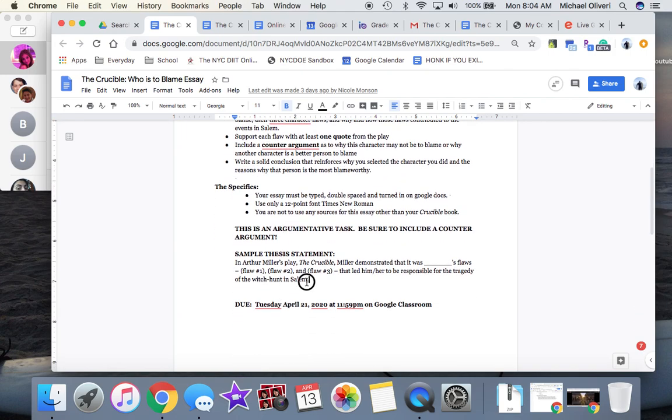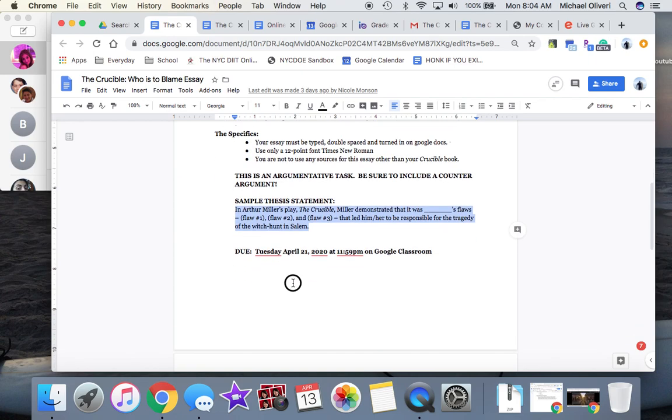Here we have a nice little sample thesis. In Arthur Miller's play, The Crucible, Miller demonstrated that it was blank's fault, Abby's fault, John Proctor's fault, whoever's fault. It was Abby's flaws, flaw number one, flaw number two, flaw number three, that led him or her to be responsible for the tragedy of the Salem witch hunt. This is going to be due Tuesday, April 21st, at midnight.